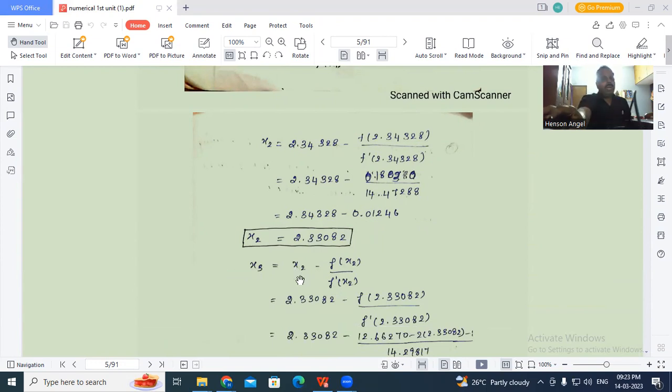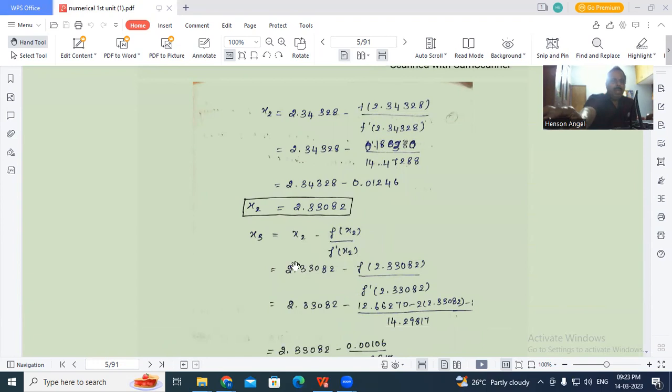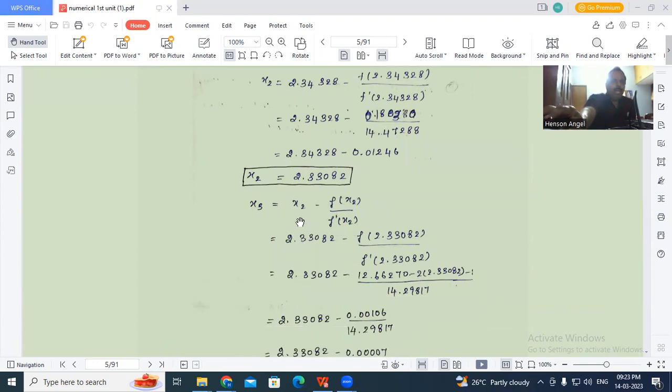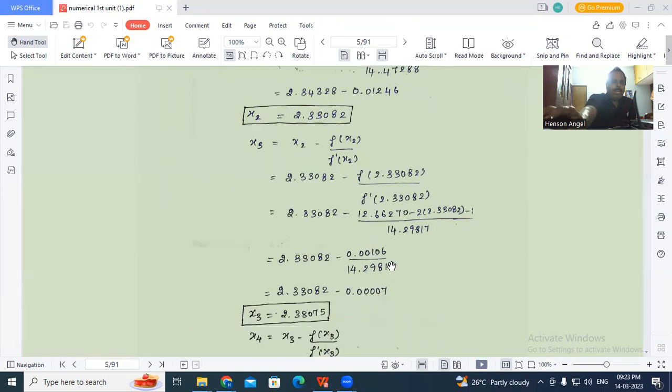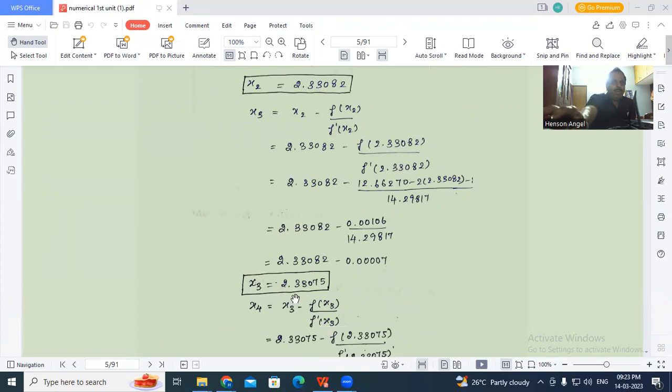Next, we calculate the third approximation. x3 is equal to x2 minus f of x2 divided by f dash of x2. Here x2 value is 2.33082. Now we substitute here in f of x and f dash of x, and we can evaluate that value, and we can simplify this. Then finally we get the x3 value as 2.38075.